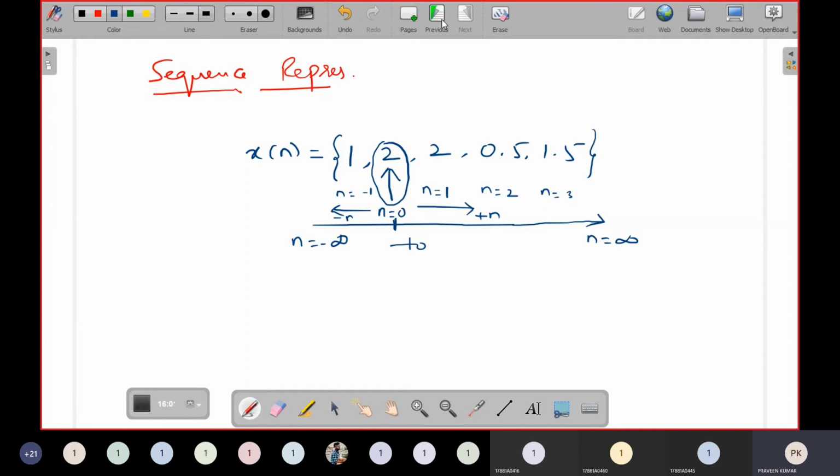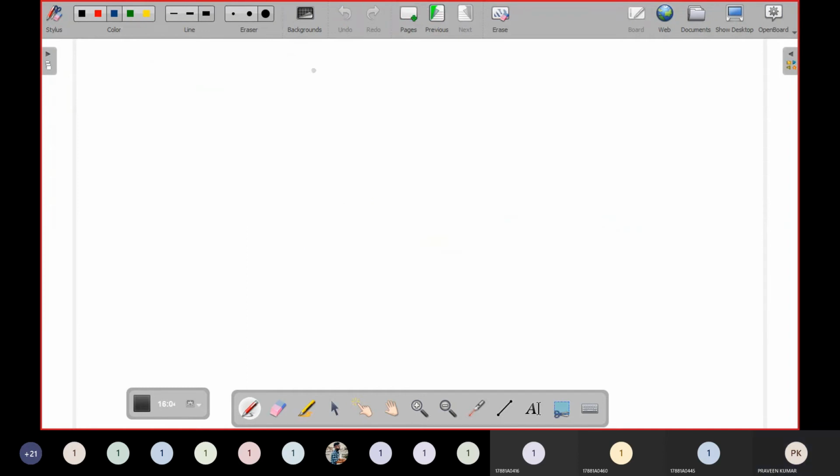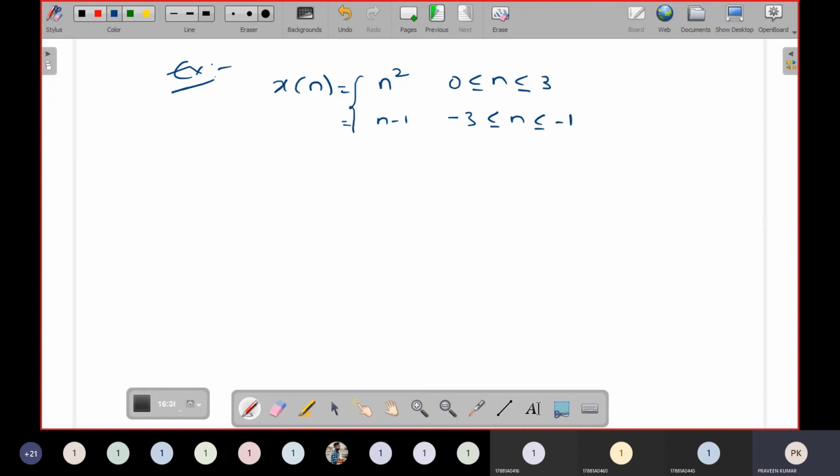Let's take one example. The x of n is equal to n square over the range n is equal to 0 to 3, then n minus 1 from -3 to -1. Okay, this is my signal.